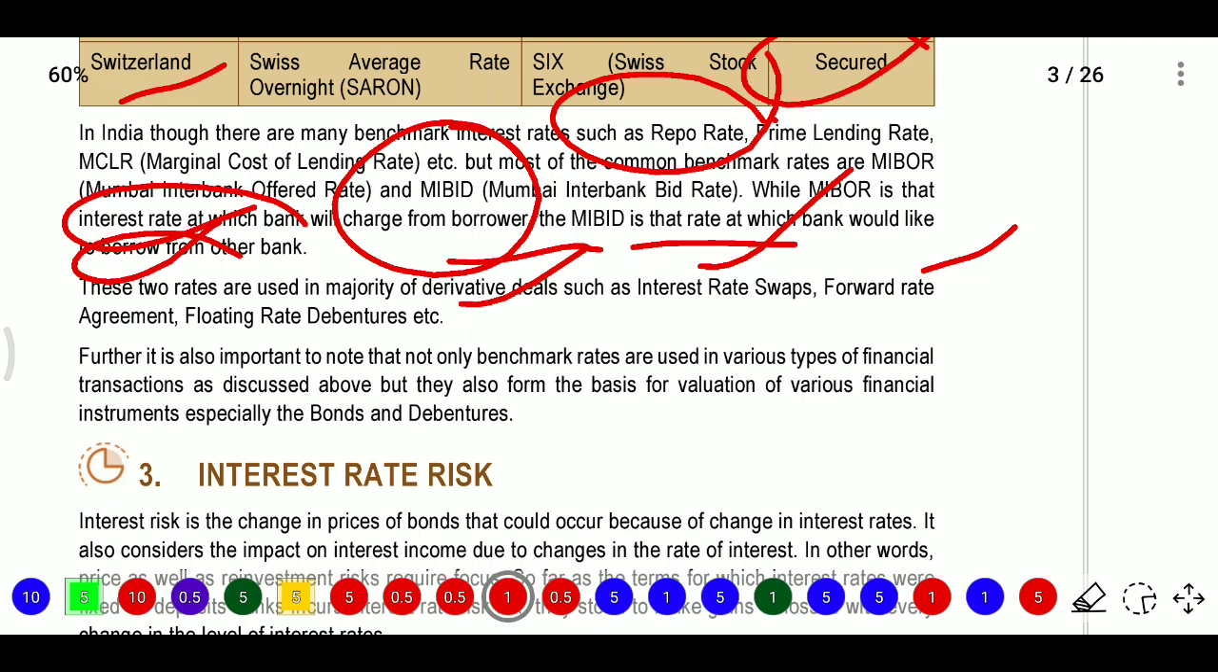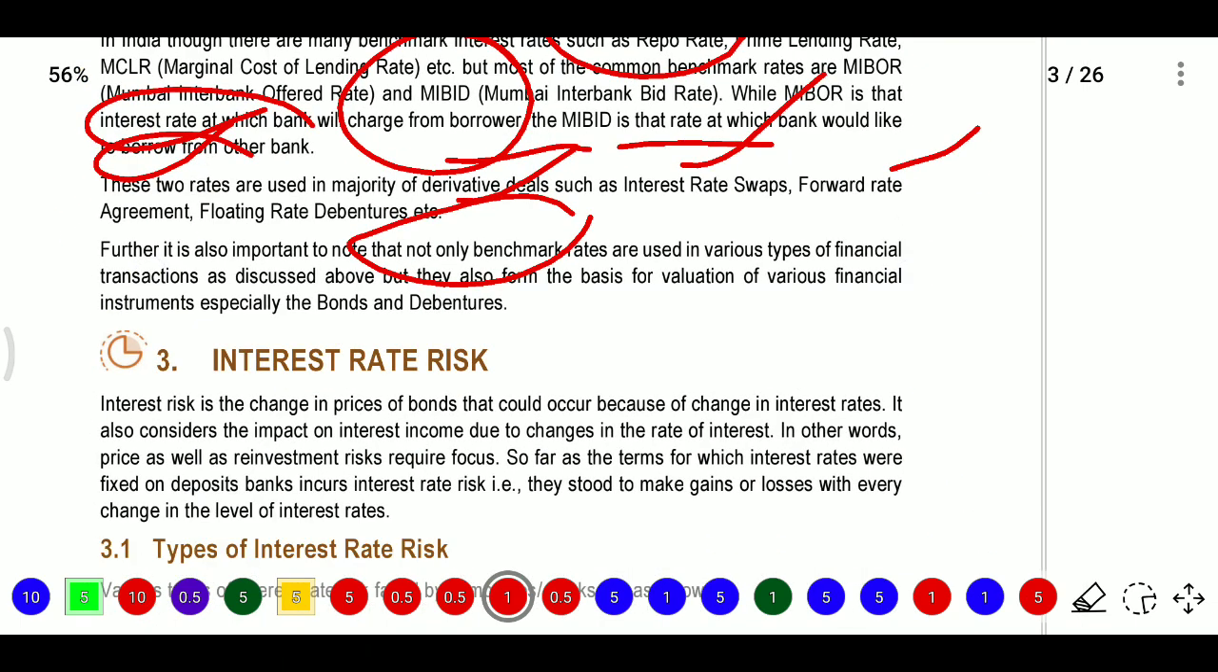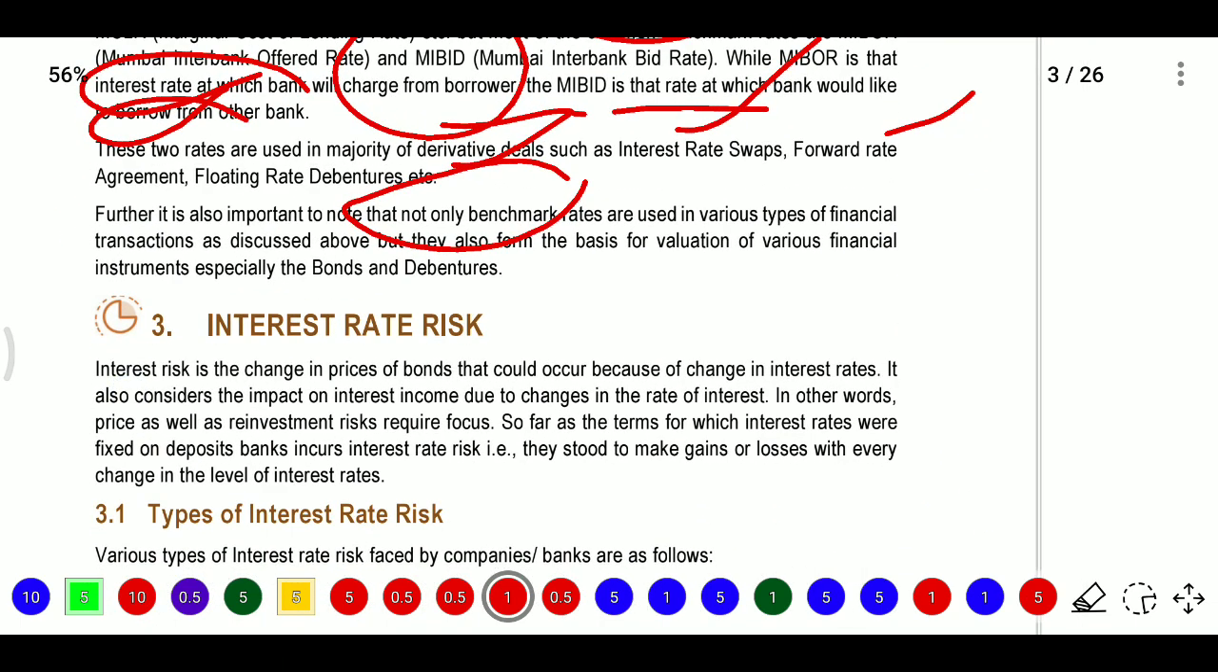It is also important that not only benchmark rates are used in various types of financial transactions, they may use different rates also. In some cases they can use fixed rates. So in interest rates we have different types of loans: LIBOR, MIBOR, SONIA, SOFR, or inflation plus 2%, LIBOR plus 3%. So different interest rates exist in the country.